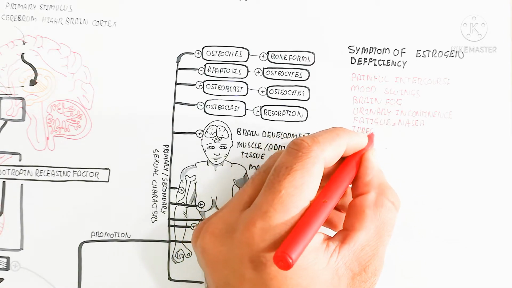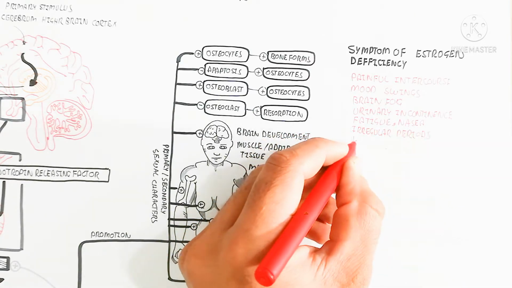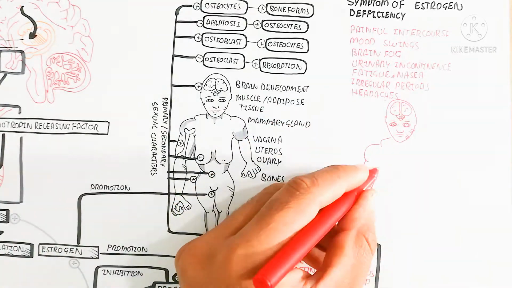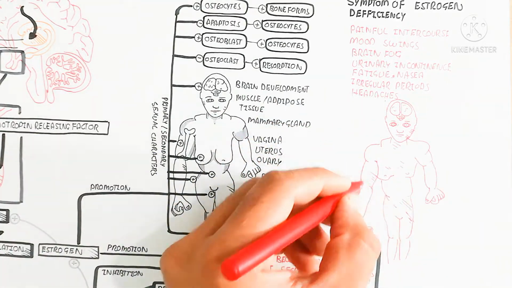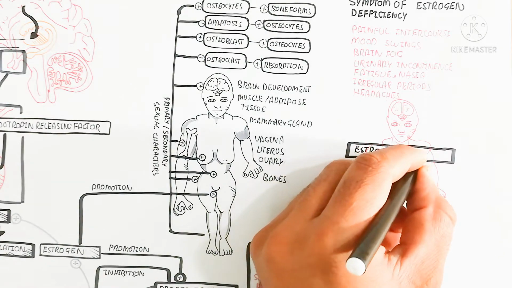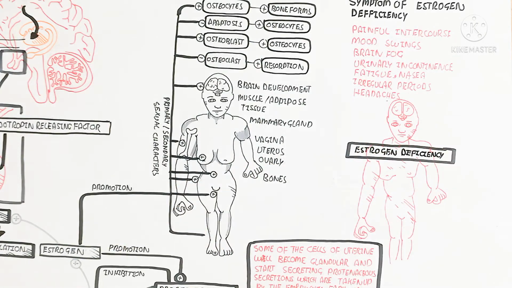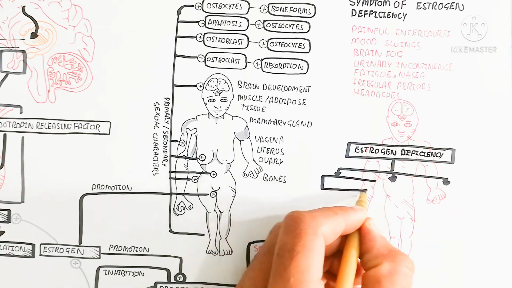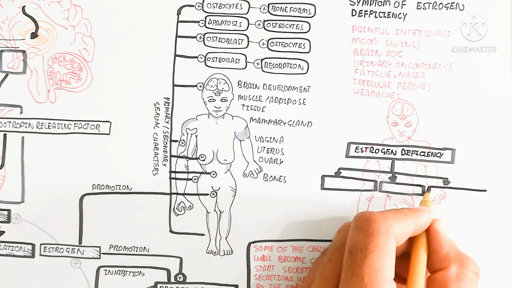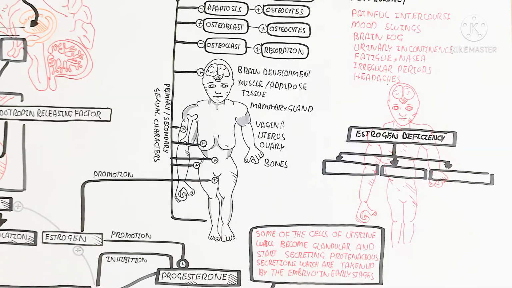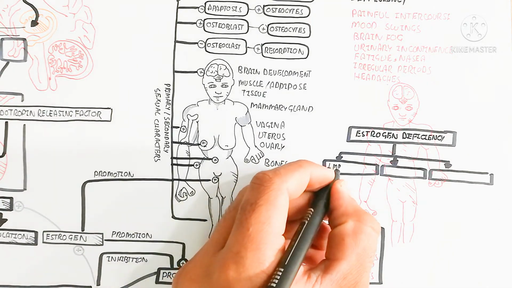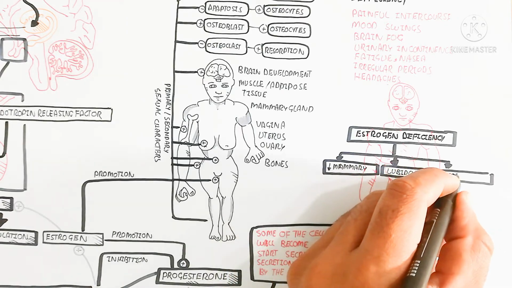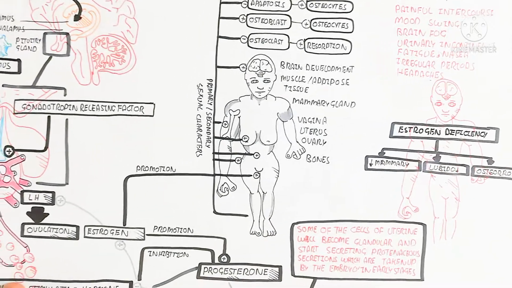So the symptoms of estrogen deficiency are painful intercourse, mood swings, brain fog, urinary incontinence, fatigue, nausea, as well as irregular periods and headache. All of this estrogen deficiency will lead to a decrease in the secondary sexual characters such as the mammary gland as well as the female appearance, a decrease of libido and of the mammary gland, and osteoporosis will begin.